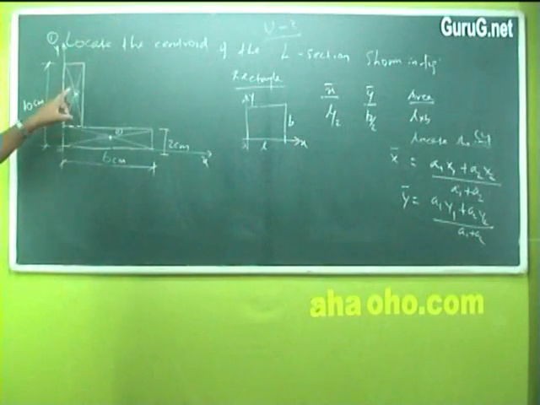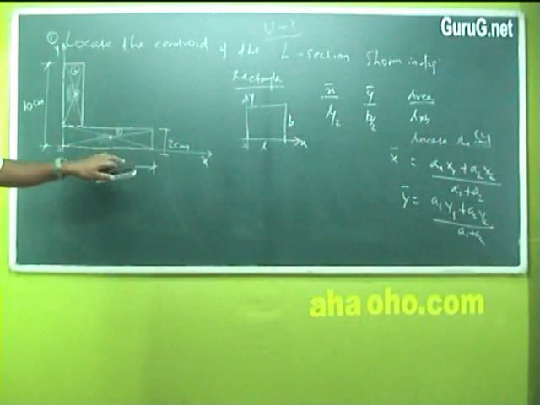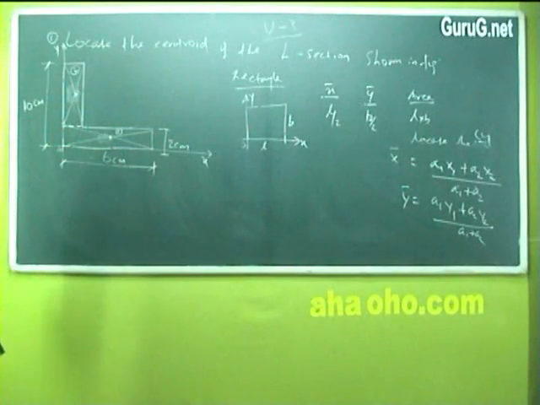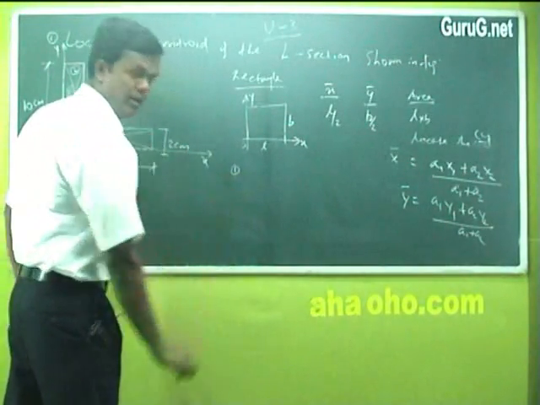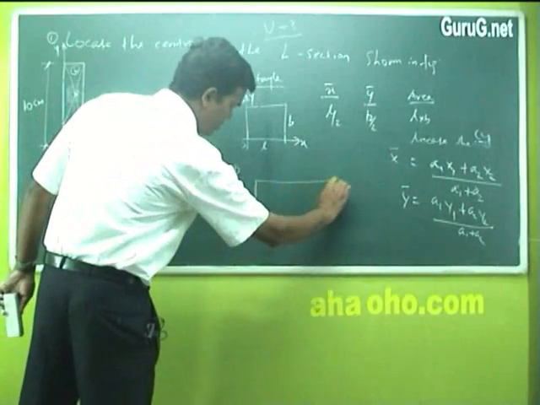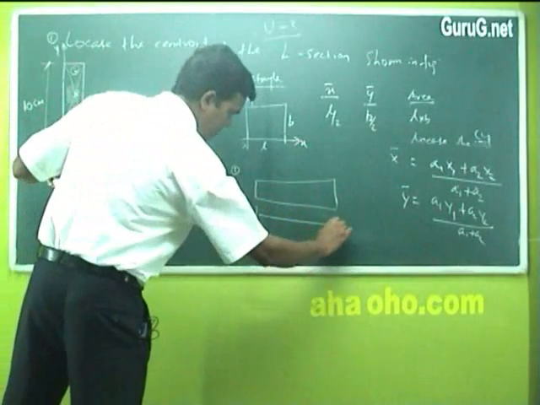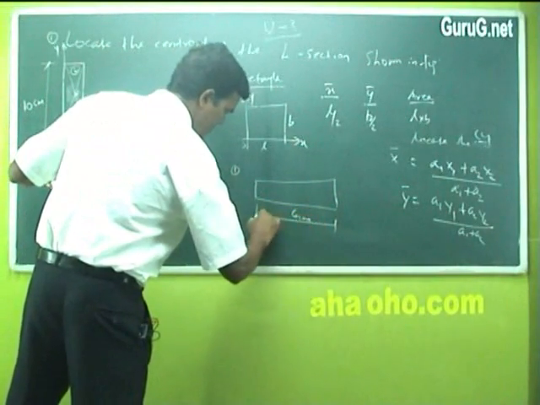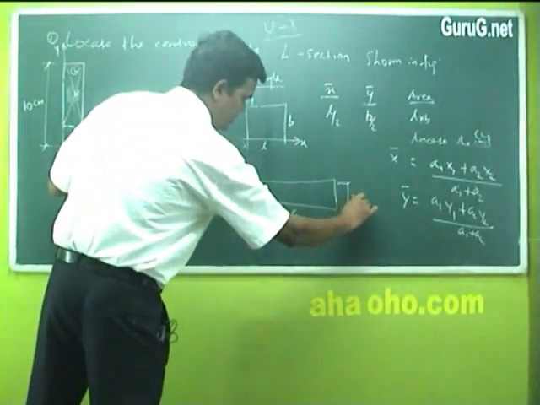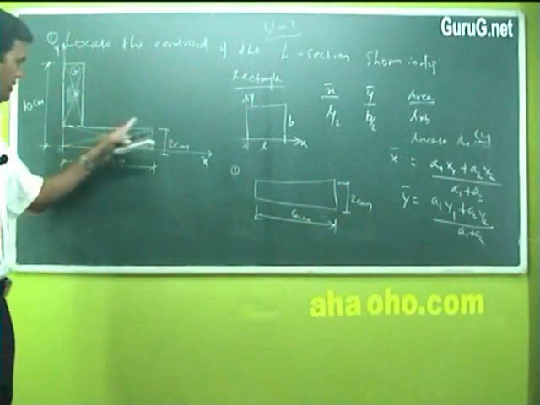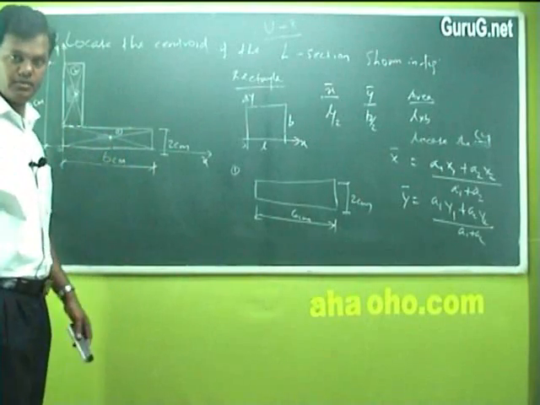Now I will indicate the individual figures. I will draw the individual figure and then explain how to find out the center of gravity value. Now this is a rectangle. I am drawing sketch number 1. Sketch number 1 is given like this. What is this value? 6 centimeter. And this is 2 centimeter. This is what sketch number 1 indicates: 2 centimeter and 6 centimeter.